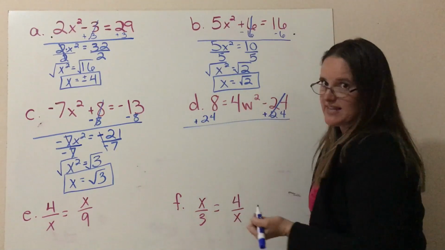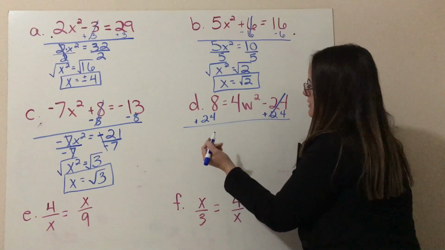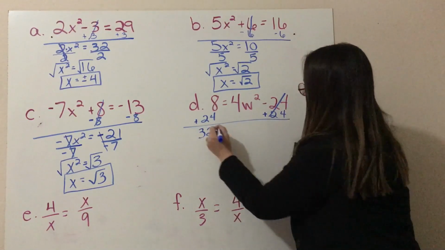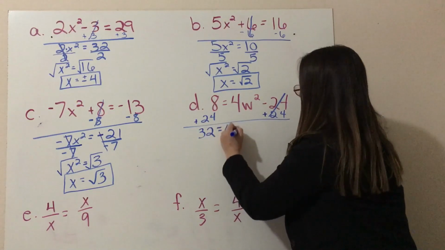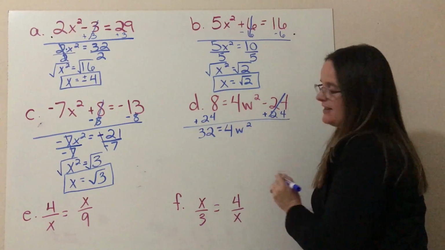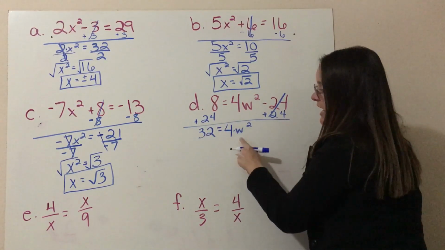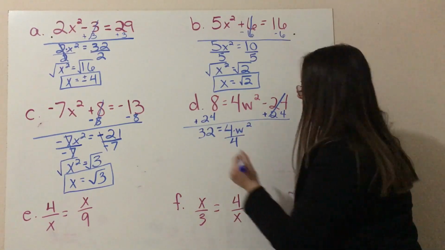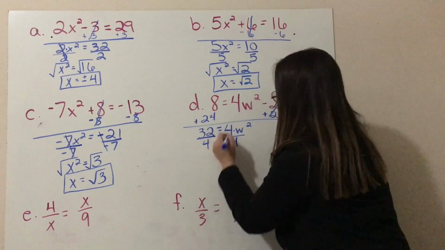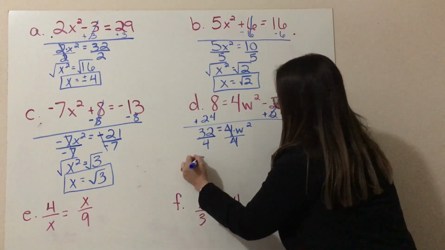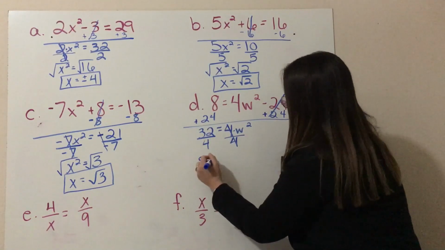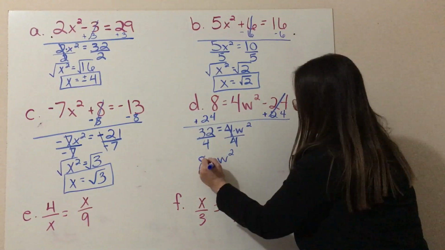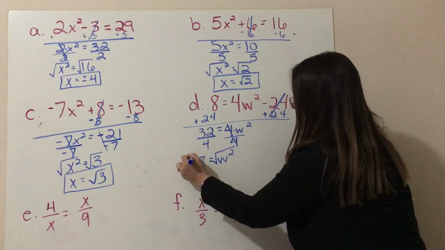Over here it cancels out. Over here I've got 8 plus 24. That's going to give me 32 equals 4w squared. Now I want to get rid of this times 4, so I'm going to cancel that out by dividing by 4, and I need to do that on both sides. So now I have 8 equals w squared. To cancel out my squared, I need to take the square root.